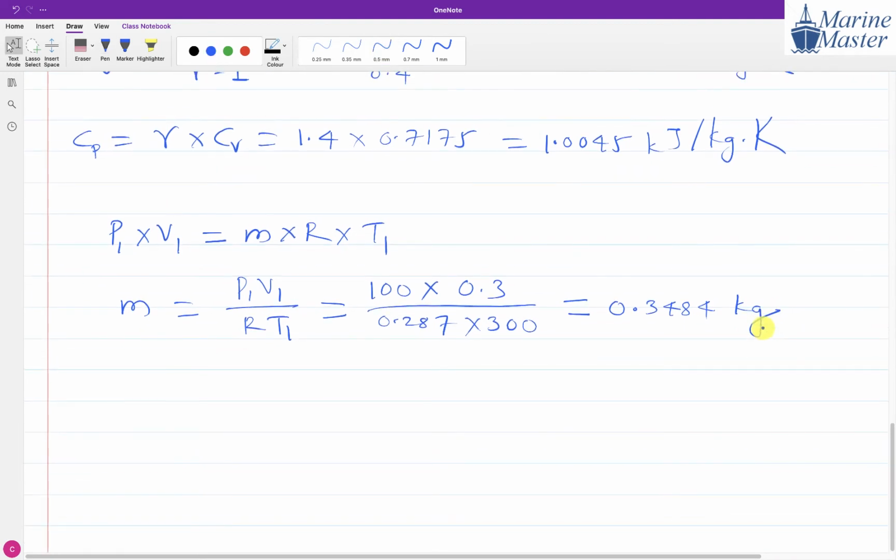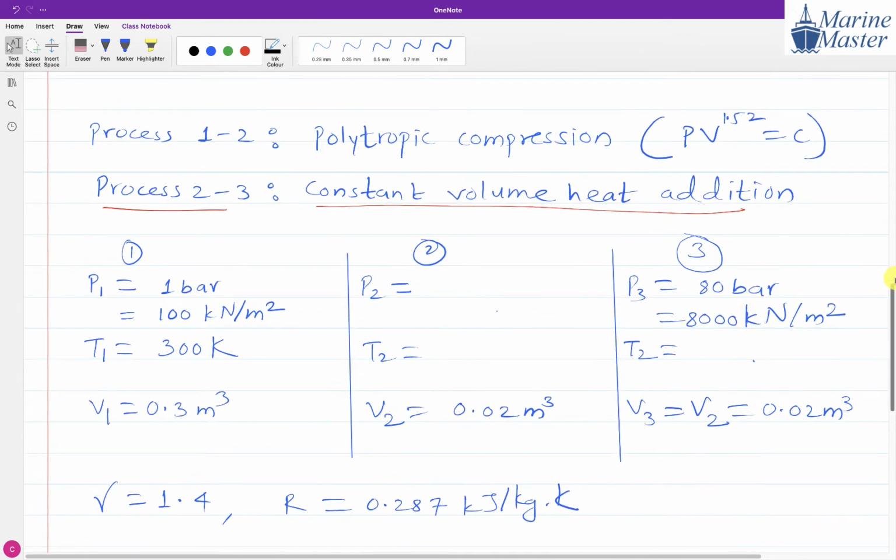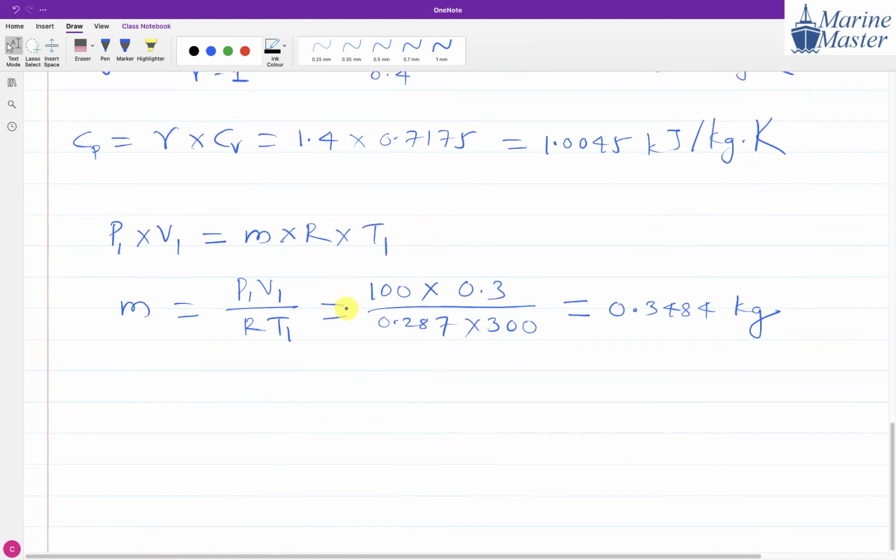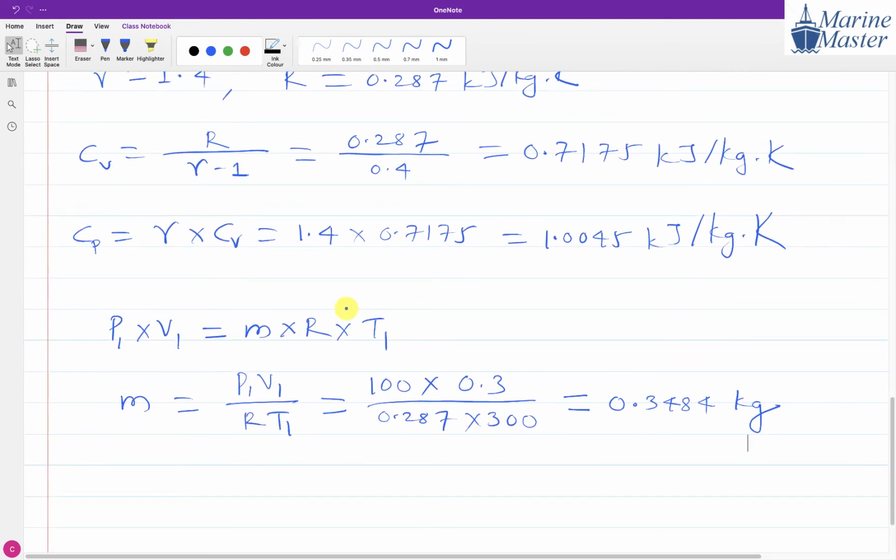So we got the mass. We calculated the mass on the basis of point 1, but it is applicable for point 2 also, means state 2 or state 3, because our system is a closed system, and for a closed system, the mass of the system is going to remain constant, whether it is point 1, 2 or 3. So we have a mass. Before going further, please add the discussion of the mass.